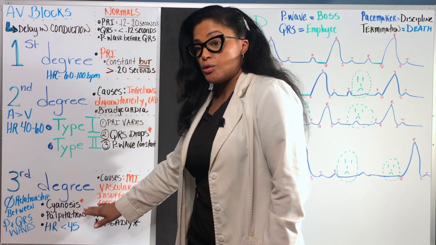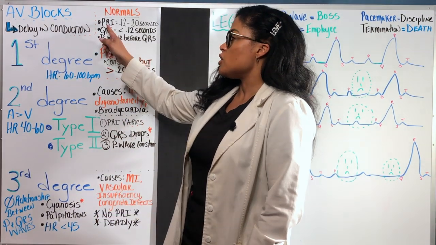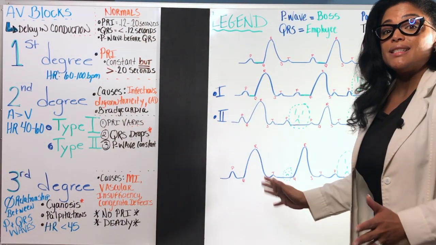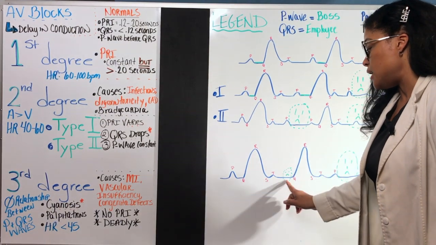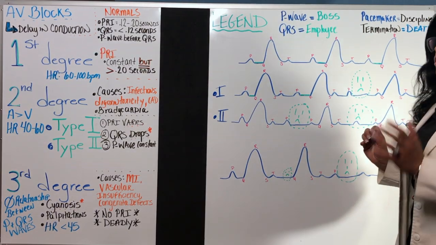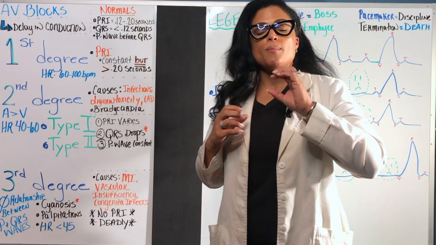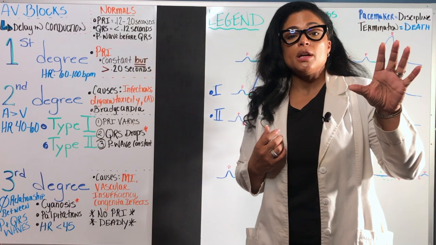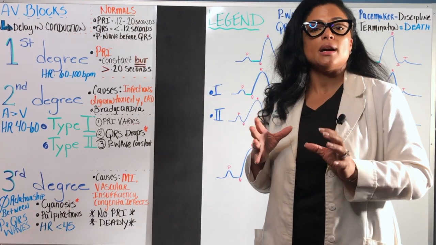Then we get to a third degree. The third degree is the most serious of them all, because here, remember we talked about the PR interval? Here, there is none in a third degree, because at any given time, there might not be a P wave, or there might not be a QRS complex. So the atrium and the ventricles are working on their own schedules, basically. There's a block that's not allowing them to connect or communicate. So there might be a P wave, or there might be a QRS, or there might not be a P wave, and there might not be a QRS.